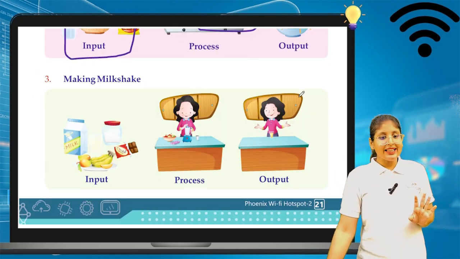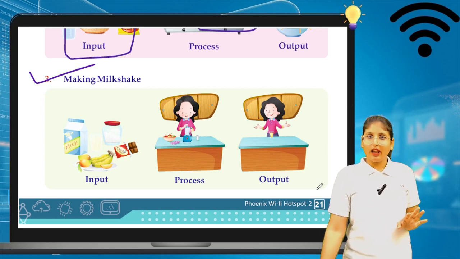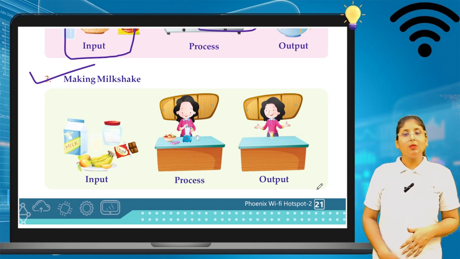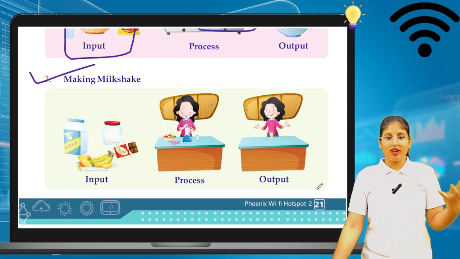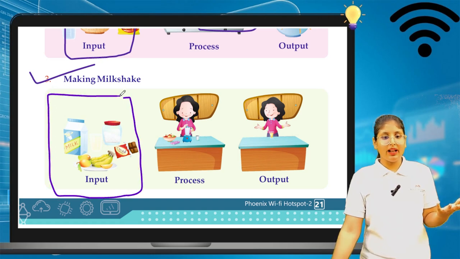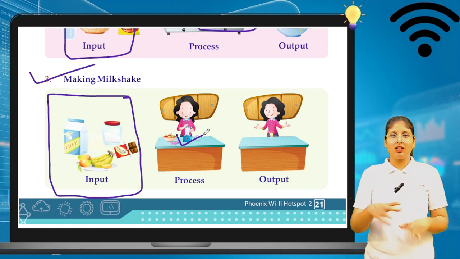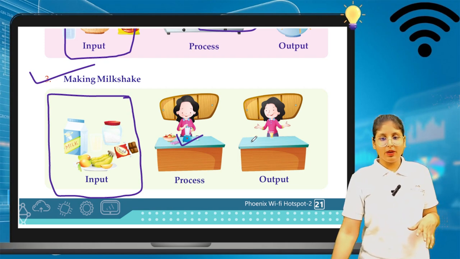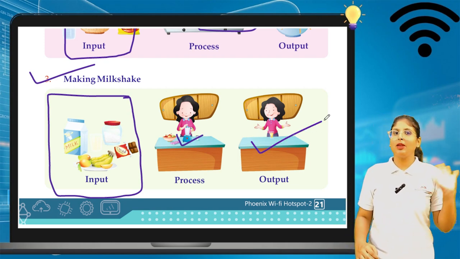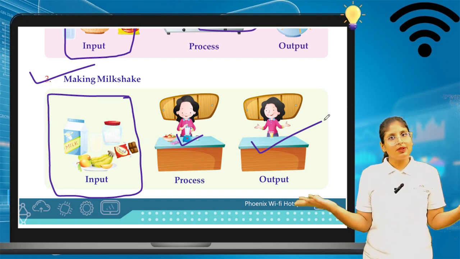Okay. Next, the third example is making a milkshake. If you want to make a milkshake, then the input, process, output are as follows. First, input: you need milk, fruits, all these things. Then the process: the machine and everything should be there, so that we can make a milkshake. Then the output: a very delicious and yummy milkshake is there on your table. So this is input, process, output.